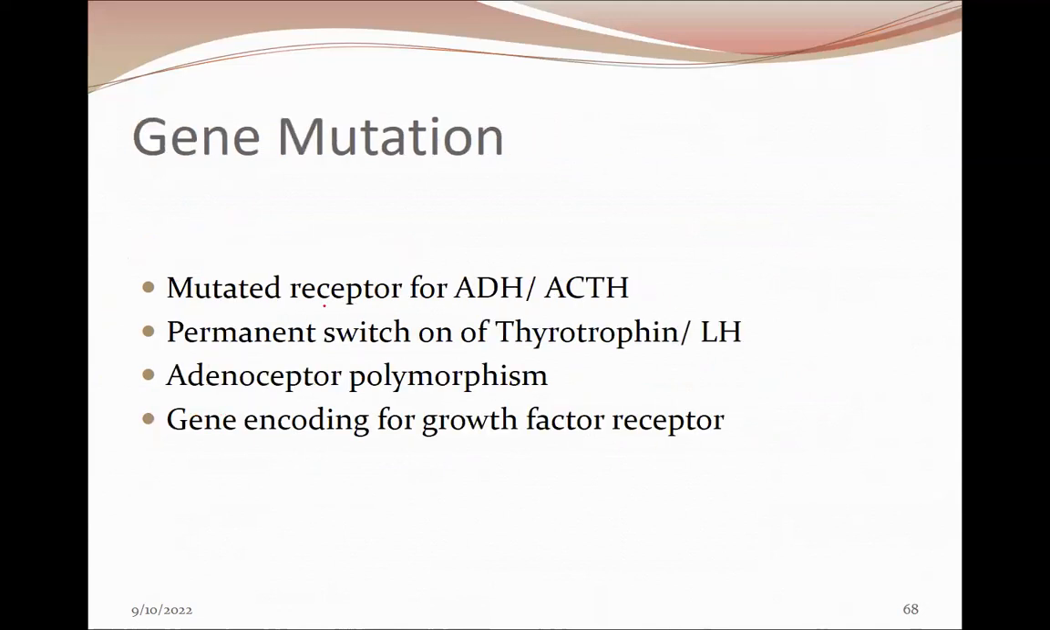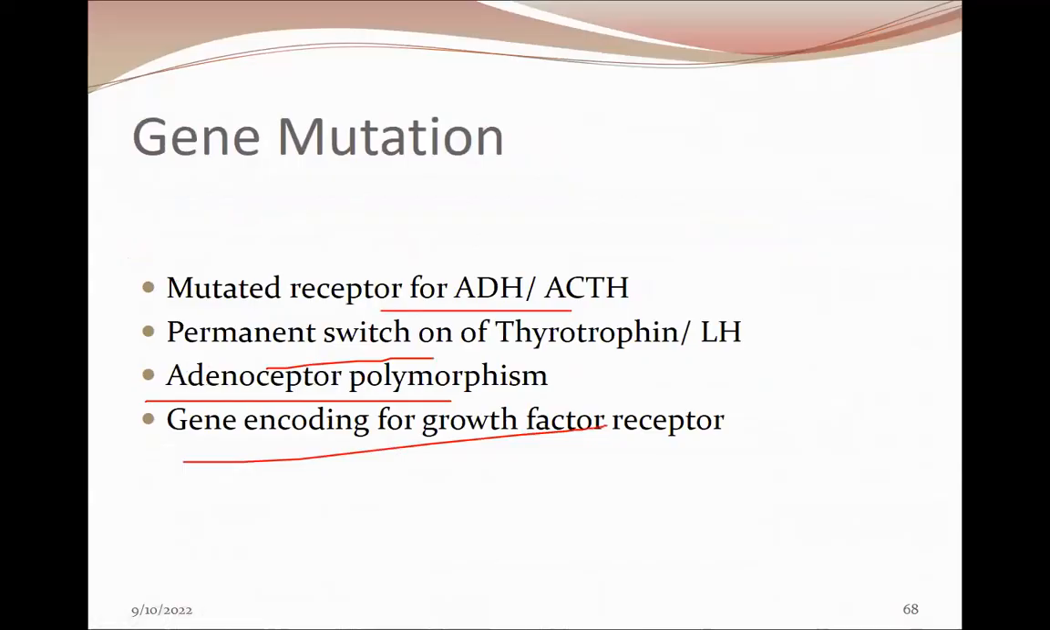Now, this gene mutation leads to mutation of the receptor for ACTH, or it could lead to a permanent switch of thyrotropin and luteinizing hormone. There could be adrenoceptor polymorphism, or there could be a gene encoding for growth factor receptor. So this is regarding the pharmacodynamic components of receptors, and I hope I have been able to clear some air on this particular aspect.